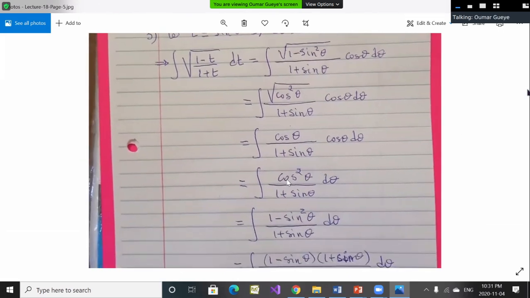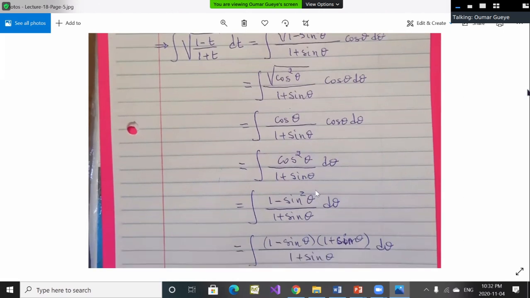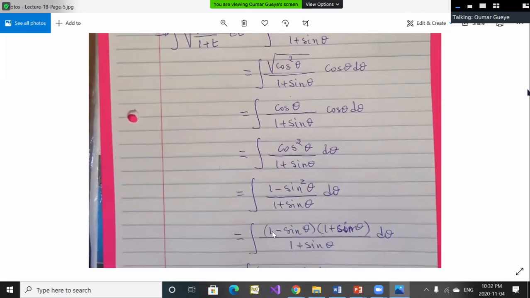Okay. And cosine square, as we know, you already used it here, is 1 minus sine square. We can write it as 1 minus sine square. And this is the difference of 2 squares. We have 1 square minus sine square, just a square minus b square. And we know this is equal to a minus b times a plus b. It's going to be just 1 minus sine theta times 1 plus sine theta. And you guys can simplify here.